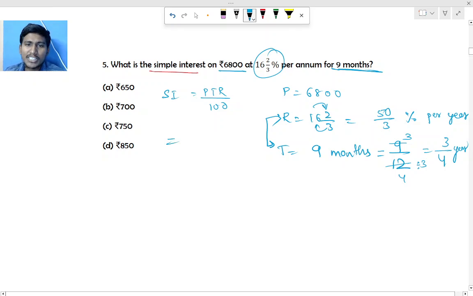So here you substitute. Principal is 6800 into time, which is 3 by 4 year, into rate of interest, which is 50 by 3, divided by 100. Anywhere you can do it. Okay? So what we have to do now? We just have to do the cancellation, divided by 100. So cancellation you do it, you will get the answer.